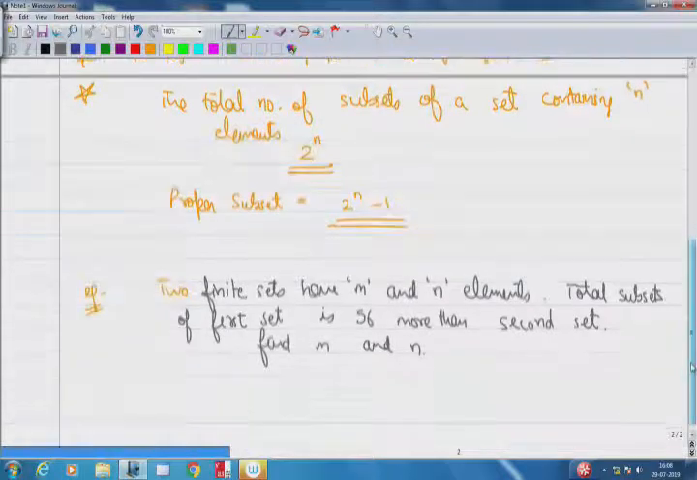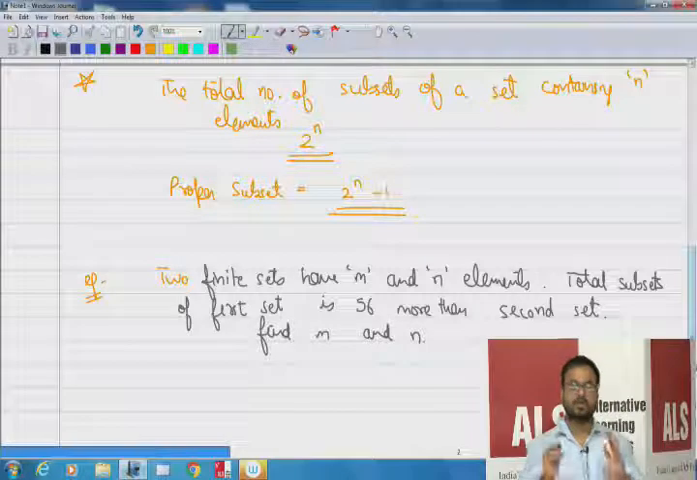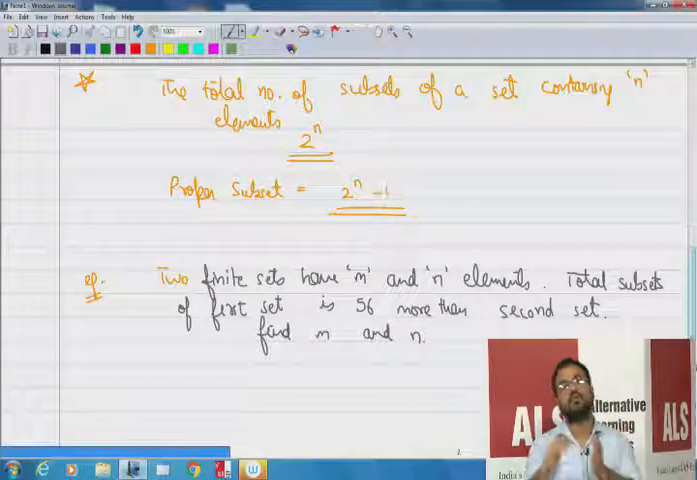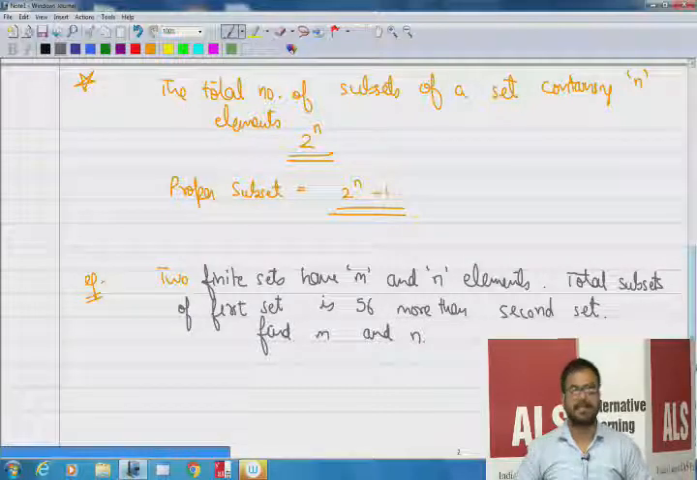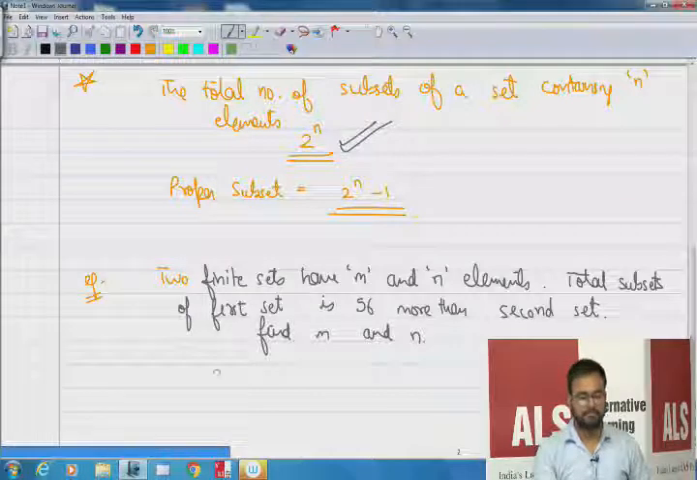It says there are two finite sets, and in the first set there are m elements, in the second set there are n elements, and it also says that the total number of subsets in the first set is 56 more than the total number of subsets of the second set. So we have to figure out the values of m and n. If there are m elements, then the total number of subsets is given by 2 power m, and if there are n elements, the total number of subsets is 2 power n, and the difference of these two is going to be 56.